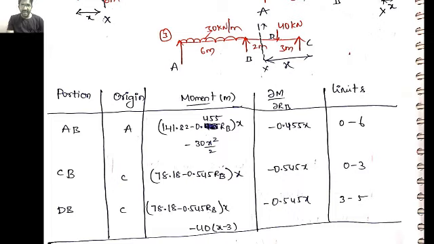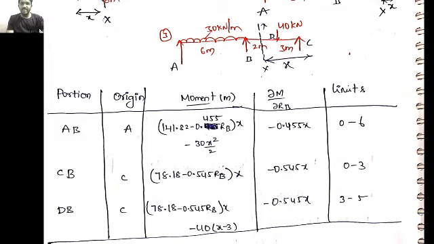78.18 minus 0.545 RB into X. This entire equation is RC. We already derived RC in terms of RB into X, and 40 will also appear, 40 into the perpendicular distance. We don't know the perpendicular distance. When you separate, X minus 3 is the perpendicular distance.